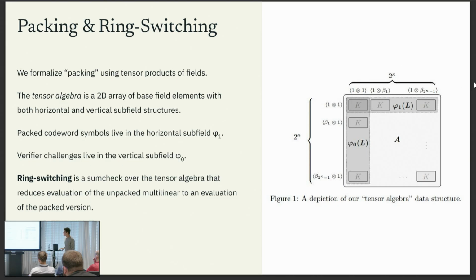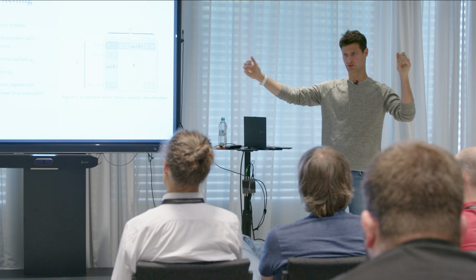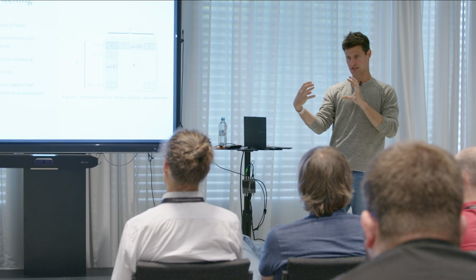Ring switching is too complicated to go through all of the details in this talk, but the way it works is it's a sum check-based reduction over, fundamentally, something that's not a field but is a tensor product of fields. So we think about our packing axis as one axis and our challenge axis as another axis, and do some clever things. And basically the result is it's a sum check-based reduction that reduces an evaluation claim of the one-bit polynomial to an evaluation claim on a densely packed polynomial.